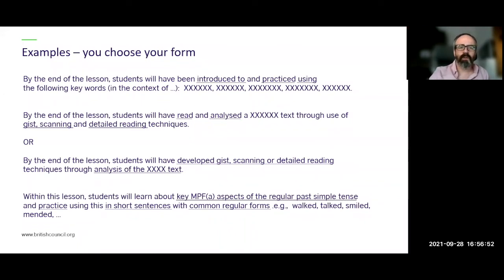We can also use it as an outcome. Students will have read and analysed XXX text. This might be a text type, for example, a letter, a complaint letter, or it could be a specific text or story that you're trying to teach. And we mentioned gist, scanning, detailed reading techniques, so we can actually break it down into the techniques that we're trying to introduce. Again, you can tick those off as you go or at the end of the lesson to show that that's what you actually achieved.